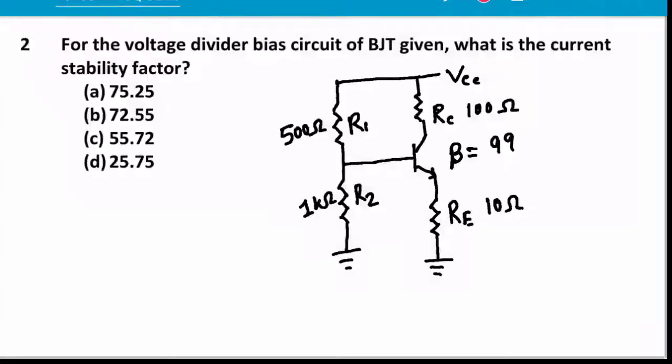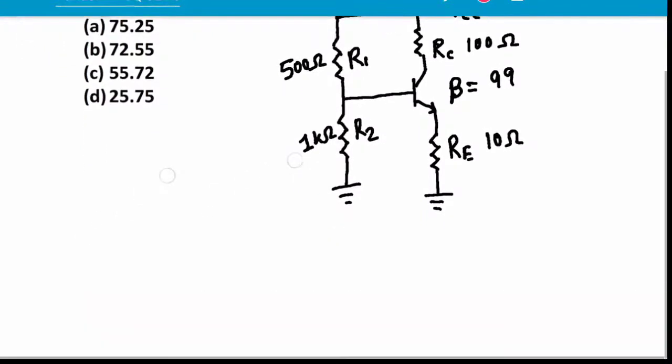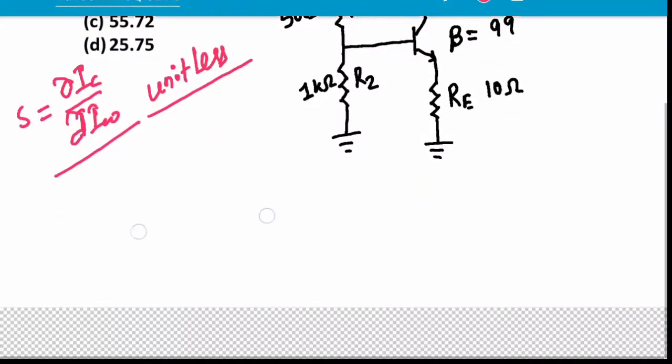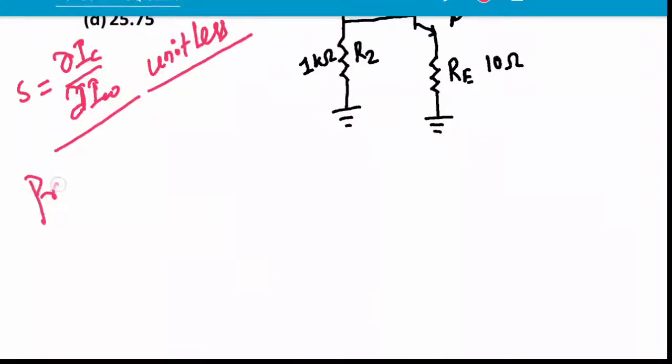Next question. For the voltage divider circuit of BJT given, what is the current stability factor? This is the question number 2. This is asking for current stability factor. First thing, what is current stability factor? Current stability factor S is given by del IC by del ICO. This is the current stability factor, and this is unitless, as this is the ratio, and practically the value should be less than 20.